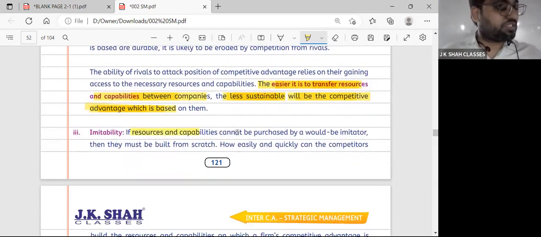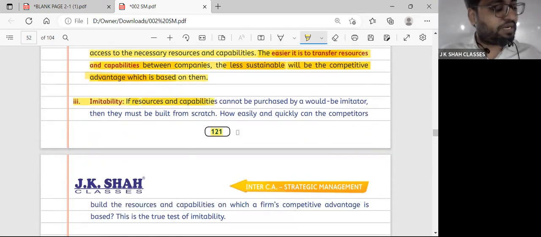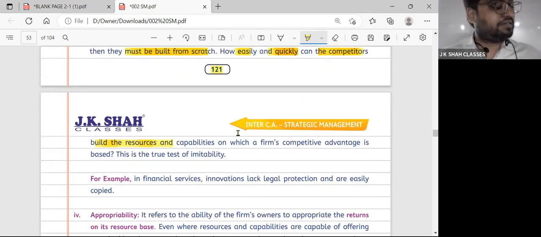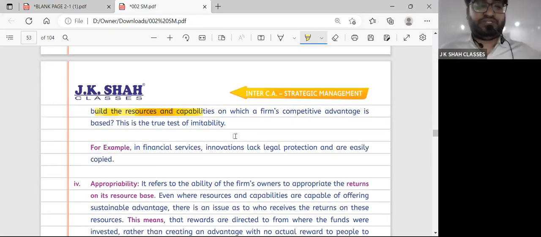Imitability. If resources and capabilities cannot be purchased by a would-be imitator, they need to be built from scratch. This is important. How easily and quickly can the competitors build the resources and capability? If they can build this quickly, no competitive advantage. But if it takes a lot of time, efforts, money, yes, then we can say we have competitive advantage.